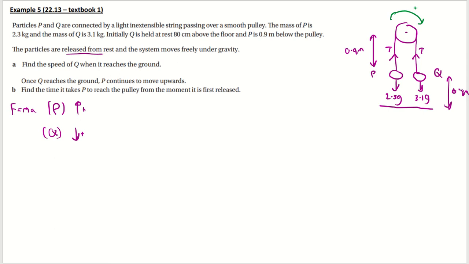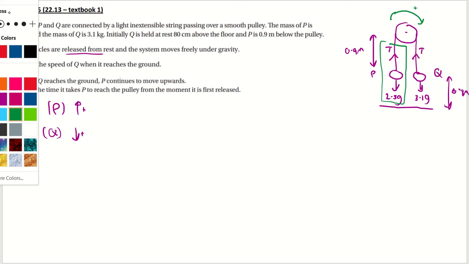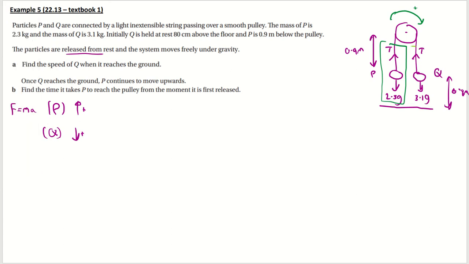So for P, this object here on the left, effectively you've got these two forces acting directly on it, and then for Q we've got these two forces acting directly on it. No kind of air systems or anything like that that's mentioned. So for P we've got tension minus 2.3 G equals, and the mass is 2.3, so 2.3 A. This object is moving downwards, so it's going to be the opposite. It's going to be 3.1 G take away the tension, and that's equal to 3.1 A.